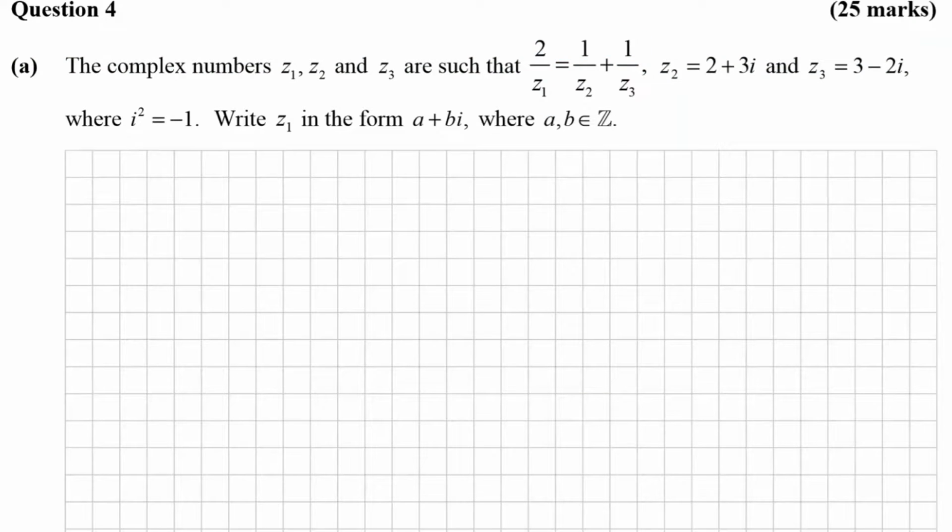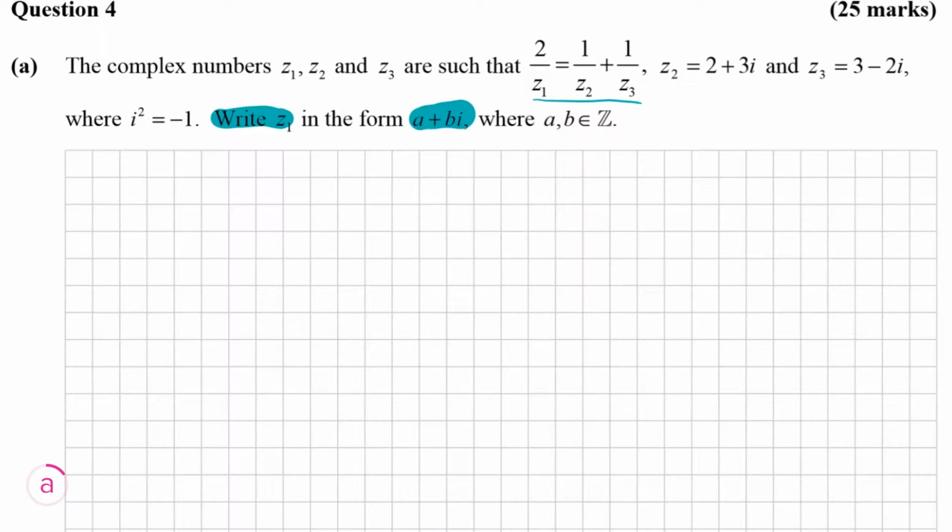Okay, so here's our question. We're given three complex numbers, z1, z2 and z3, and we're given a nice equation that describes the relation between them. We're told z2 is equal to 2 plus 3i and z3 is equal to 3 minus 2i. So we're asked to write z1 in the form a plus bi, where a and b are integers.